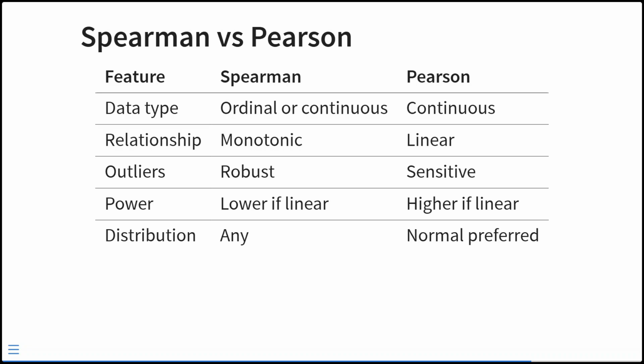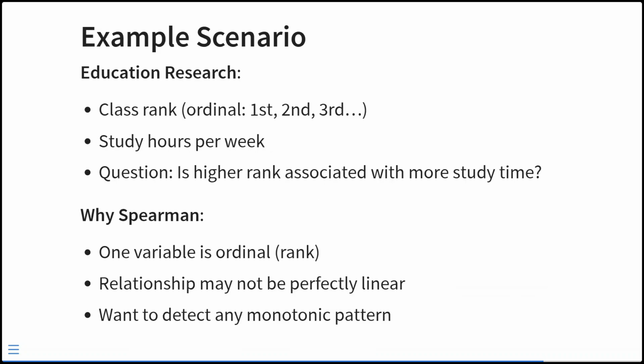In terms of outliers, Spearman is robust, while Pearson is sensitive to outliers. The power is higher if the relationship is linear in terms of Pearson, but for Spearman it is lower if it is linear. You can use the Spearman rank correlation for any distribution, but for Pearson, preferably your data has to be normally distributed.